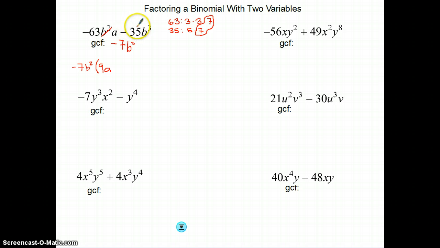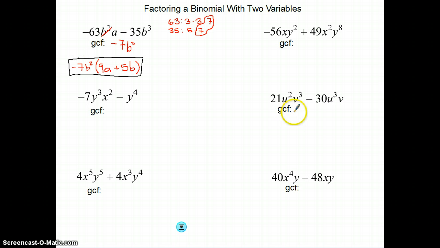Since I took out a negative, this negative 35 must become positive, and dividing by 7, I get a positive 5. I took out 2 b's from the 3 that I had here. So when I take out 2, I only have 1 left. So factoring out the greatest common factor, we end up with this expression.